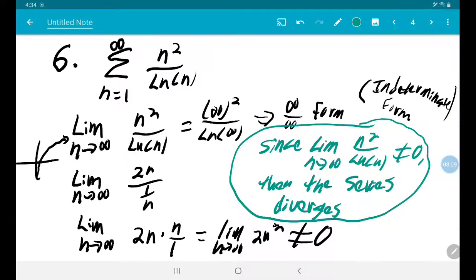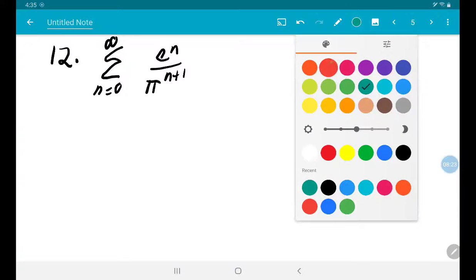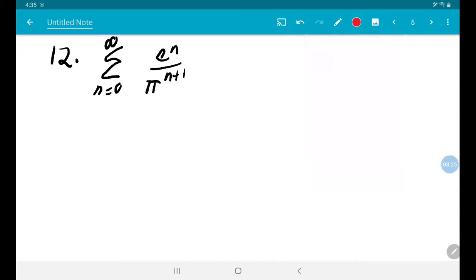So there we go. Let's try the next one that I was asked, number 12. This one to me just jumps out as being a geometric series. If you say, okay, how do I know it's a geometric series? Here's how I know. I see something to the power n. I see something to the power n plus 1. For me, I can tell you right now that this is a geometric series.